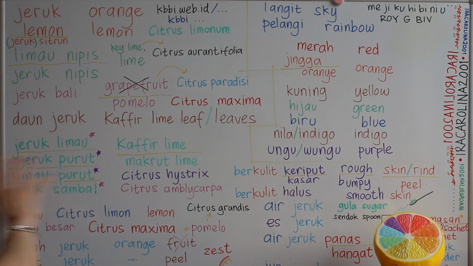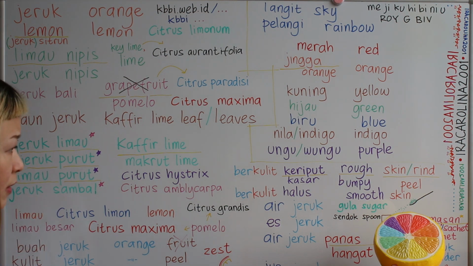But we use it kind of mixed, we use any kind of these. Some people will say jeruk limau, jeruk purut. Personally, I say jeruk purut. Some people might say limau purut or jeruk sambal. I say jeruk purut.